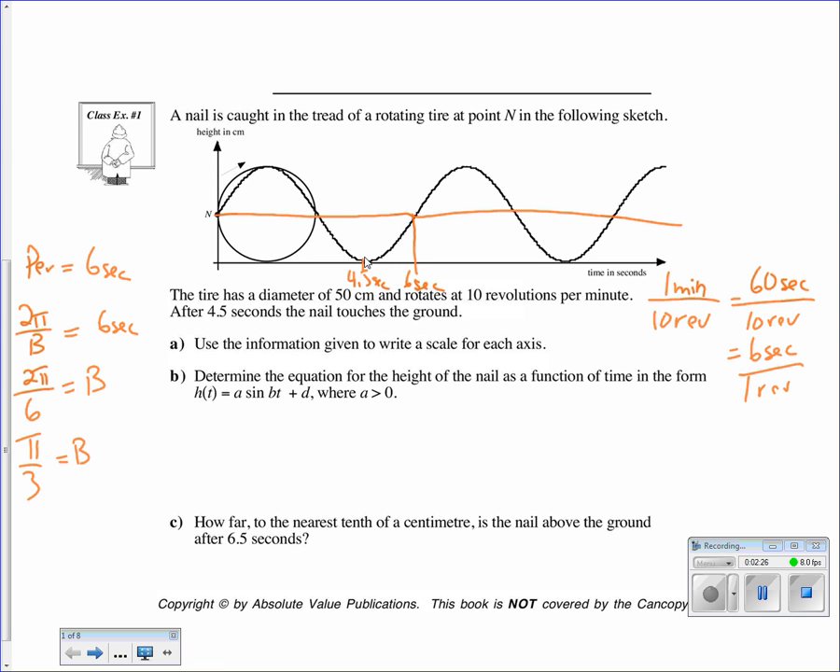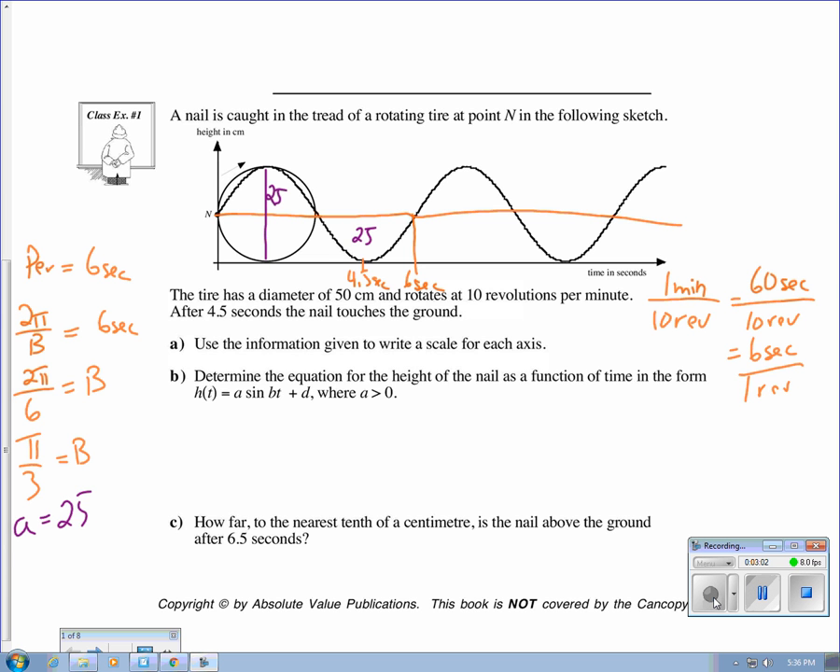The diameter of the tire was 50 centimeters. I see that physically here, 50 centimeters. It means I have an understanding of my amplitude. There's 25 centimeters above the line and 25 centimeters below the line, and that's my A value. My A value is 25. And now my D value. Where in the world am I? I should be down at the x-axis and go up 1 and down 1, but I've actually been transported up to the 25 centimeter mark. So yes, the D value would in fact be 25.